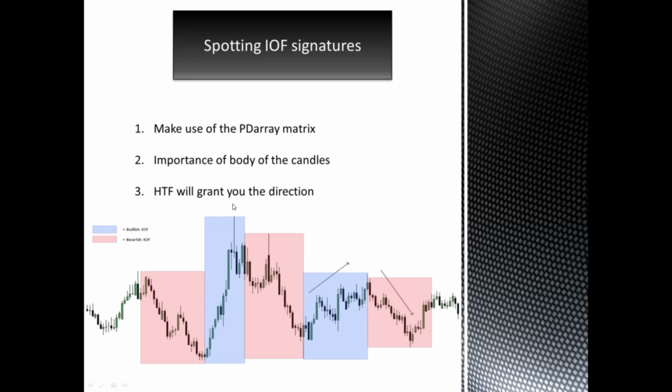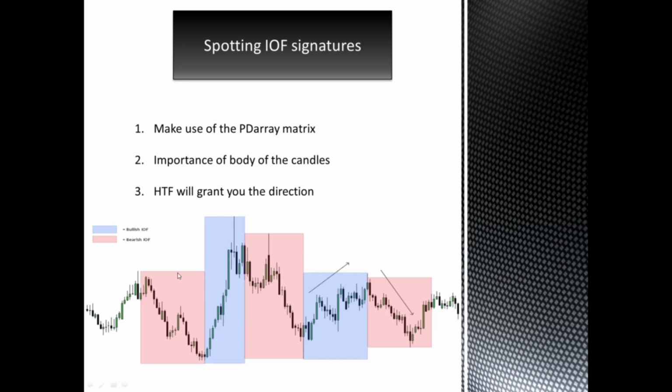So how can we determine which way we will head? Now, you should use the PD array matrix. I've got a video on that on YouTube too, so if you haven't checked it out, make sure you check it out because it's important to know how to determine order flow.